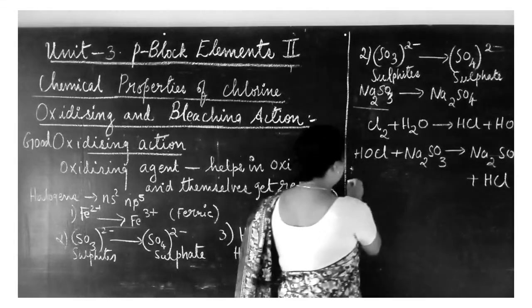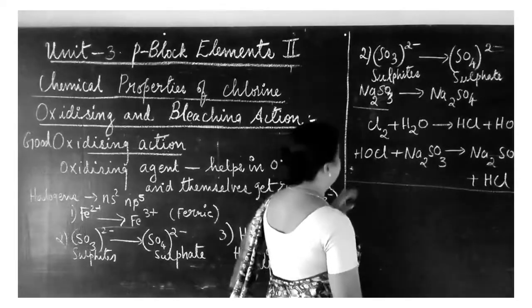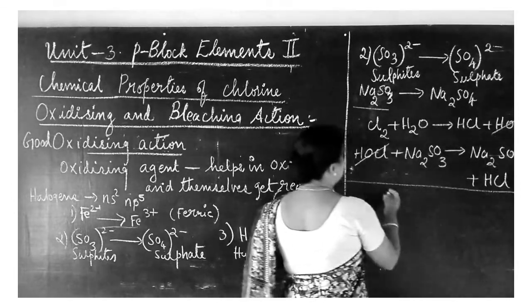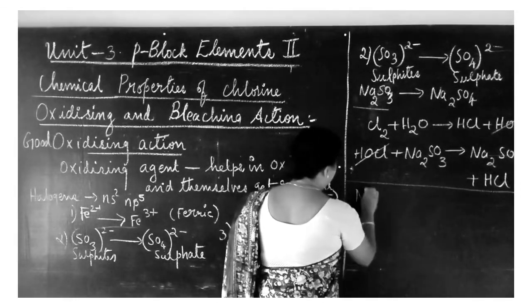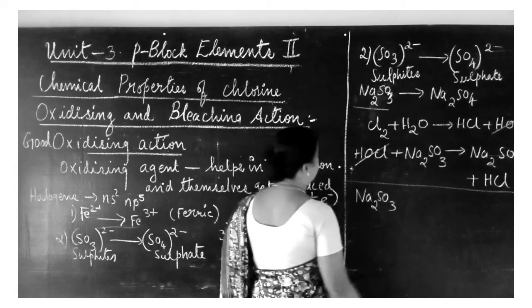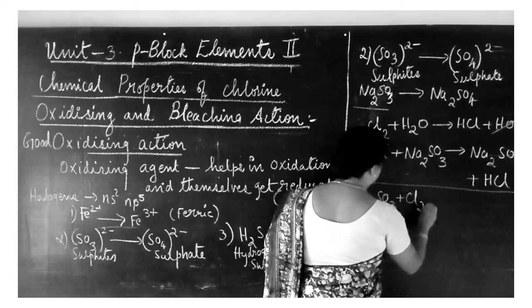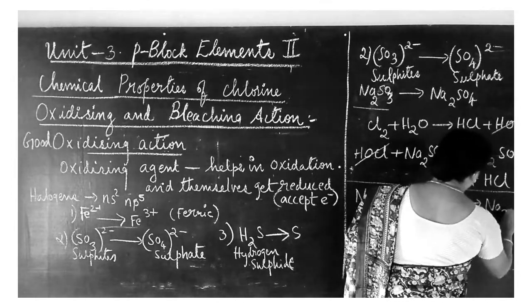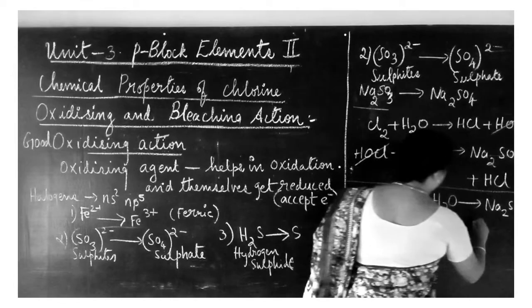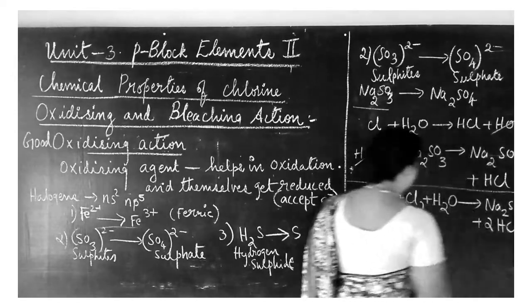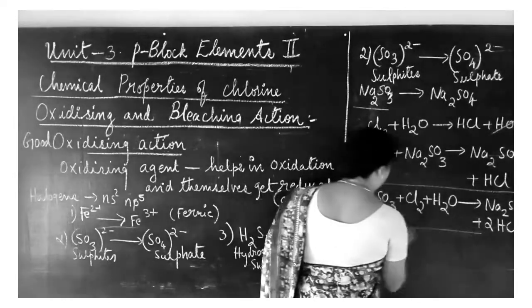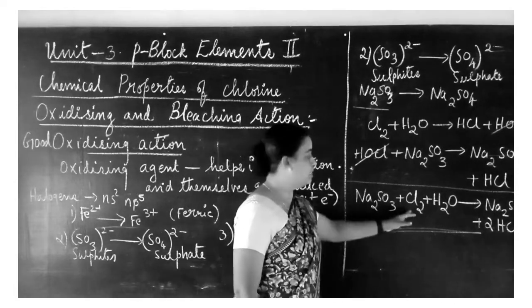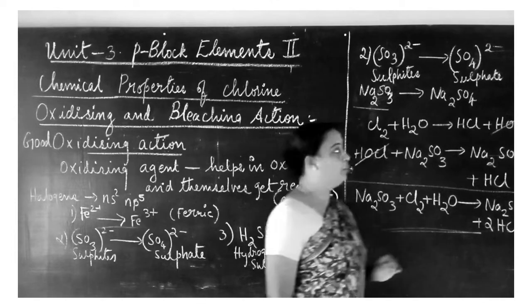sulphate. Okay, now let us write the overall net reaction. Whatever is common on both the sides, we will just cancel. Yes, HOCl is cancelled. Now let us write the reaction. Na2SO3, that is your sodium sulphide, plus chlorine plus water gives Na2SO4, that is your sodium sulphate, plus 2 HCl. So this is the overall reaction of sodium sulphide getting oxidized by the oxidizing action of chlorine to sodium sulphate Na2SO4.